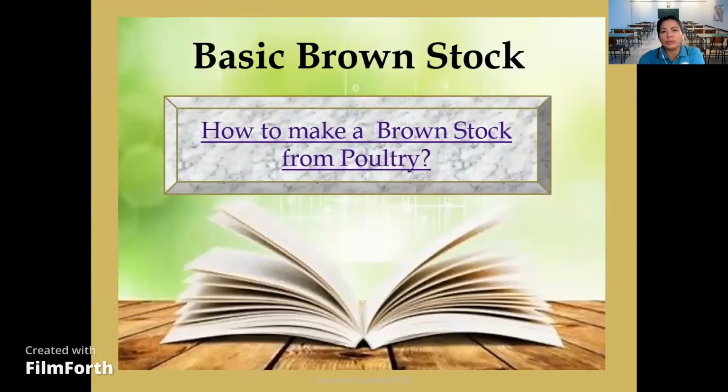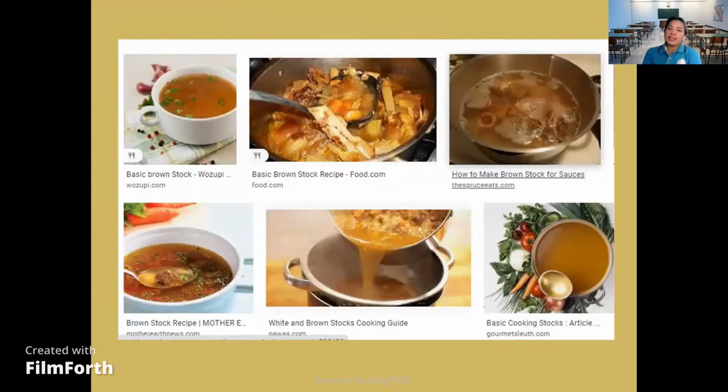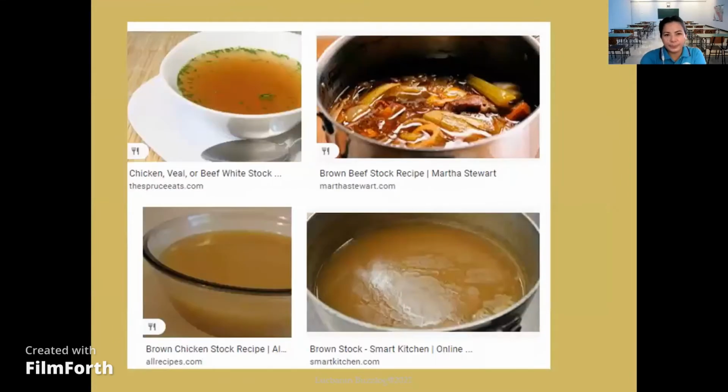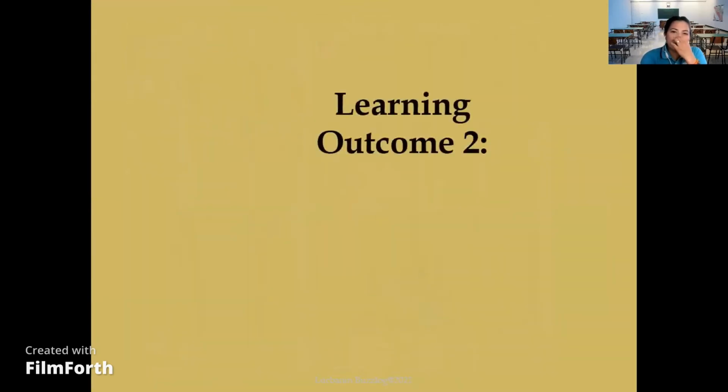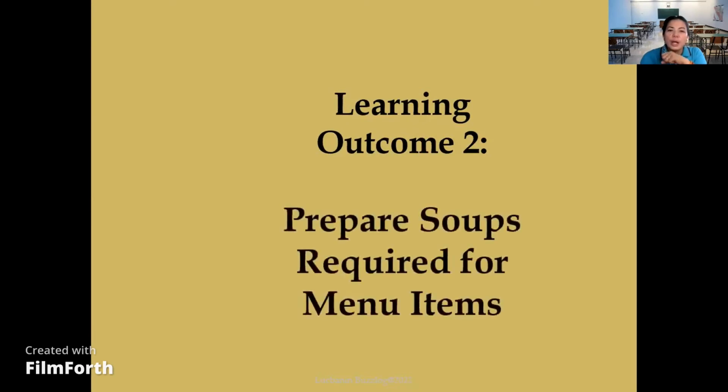Okay, another one po. How about how we're going to do or make a basic brown stock from the poultry? Ayan. Ito po yung ating example of the brown stock. Ayan. So, kaya brown stock kasi color brown. Kanina po white stock kasi white. Ano? So, yan po. Ayan. Ito po another example of the brown stock from the beef. Ano yan? From the beef chicken. Ayan. So, let us now move to the learning outcome number 2. So, how about the prepare soups required for menu items?